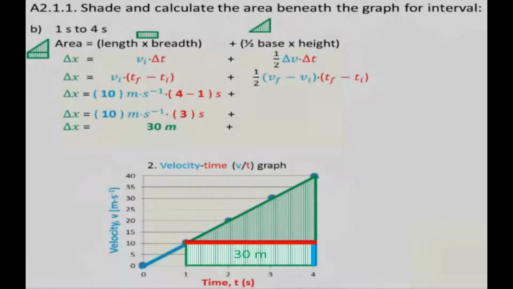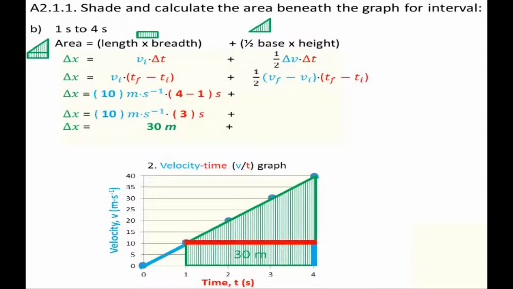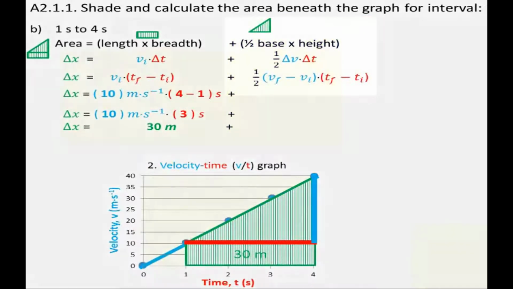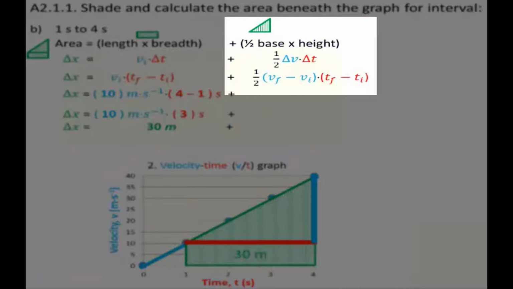In other words, that's how far the stone would have gone if it had traveled at the initial velocity all the time. If it had traveled for 3 seconds at 10 meters per second, the initial velocity. But it doesn't just travel at the initial velocity. Its velocity gets faster. So now we have to see what is the contribution of the acceleration to how far it goes. And that's what the triangle tells us.